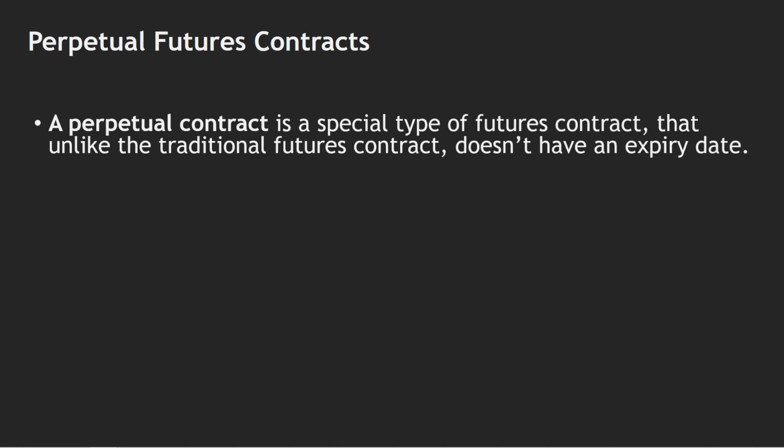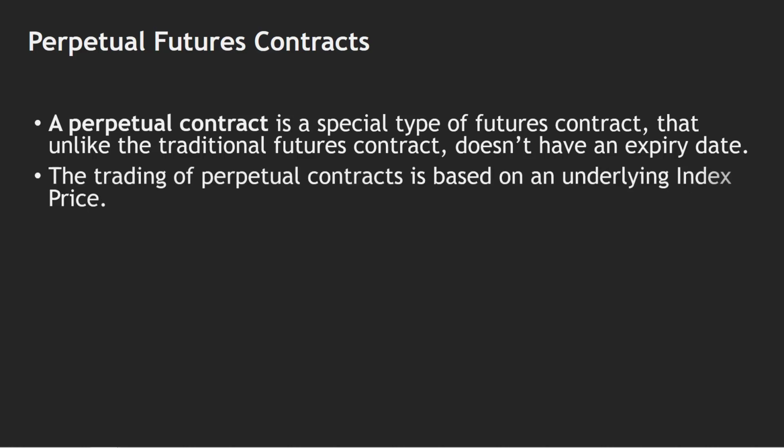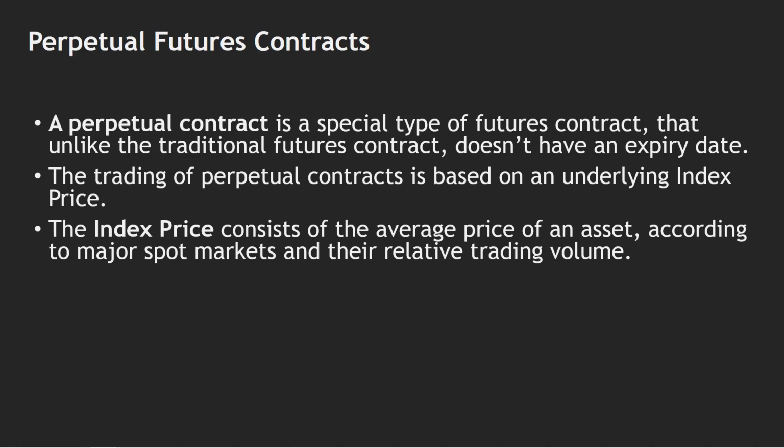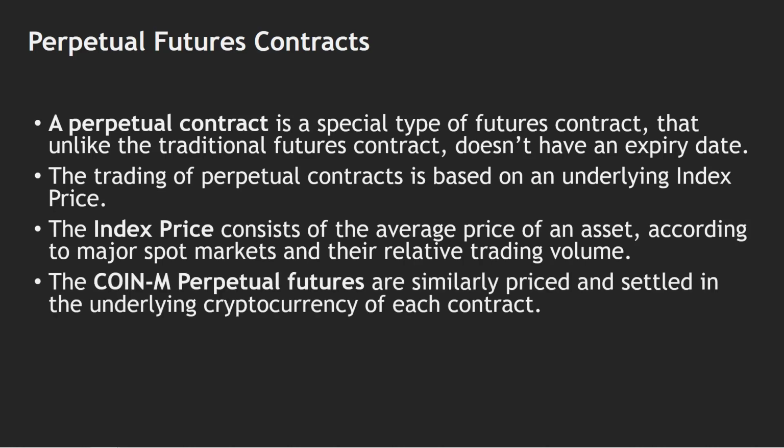A perpetual contract is a special type of futures contract, but unlike the traditional form of futures, it doesn't have an expiry, so one can hold a position for as long as they like. Other than that, the trading of the perpetual contract is based on an underlying index price. The index price consists of the average price of an asset according to the major spot markets and their relative trading value. The CoinM perpetual futures are similarly priced and settled in the underlying cryptocurrency of each contract.